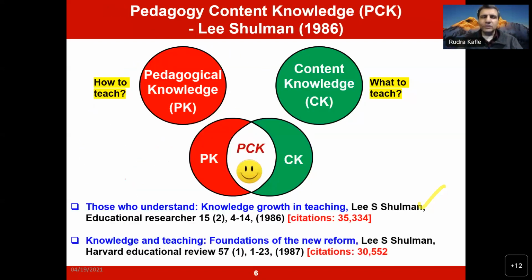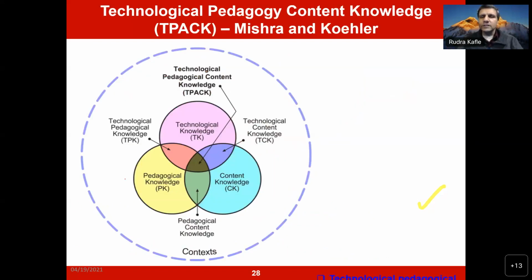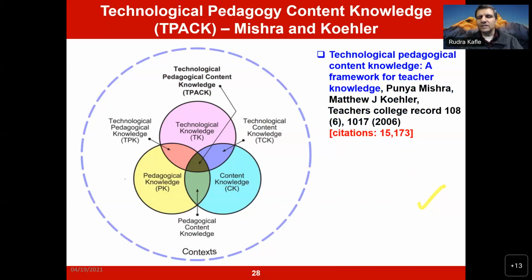On this background, Mishra and Koehler, both of whom were originally at Michigan State University, though now Mishra is, I believe, at Arizona State University, gave a framework in 2006. Actually, they started this idea even earlier, maybe around 2000. But in 2006, they published the paper Technological Pedagogical Content Knowledge: A Framework for Teacher Knowledge.